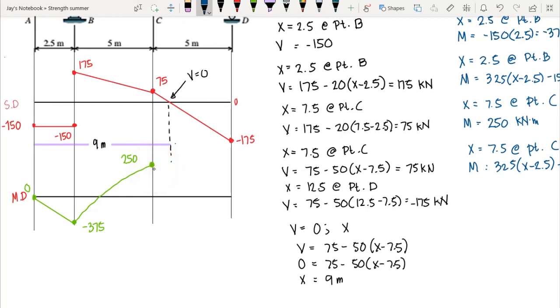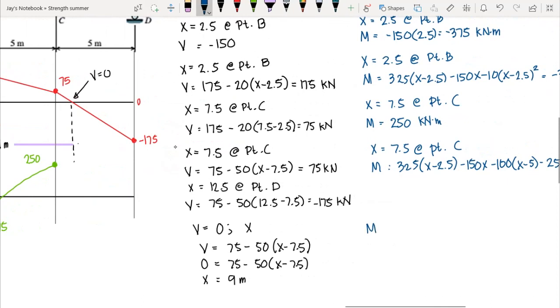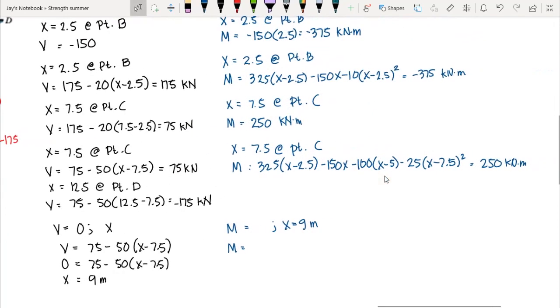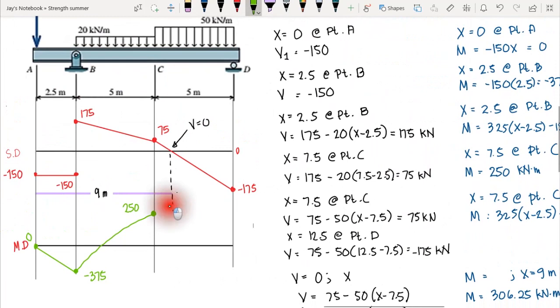So our goal here again is to compute for our moment at this point. So we set x here equal to 9 meters. So what is the moment when our x is equal to 9 meters? Using this moment equation here, then we could have m is equal to, okay, let's use this equation. That is equal to 306.25 kilonewton meter. Okay? So therefore, at this point, 9 meters from A, our moment is 306.25.